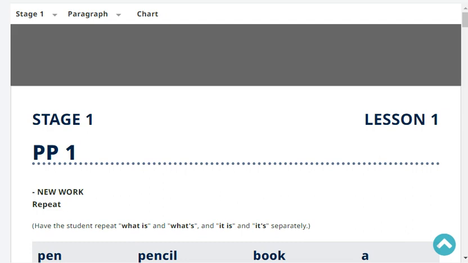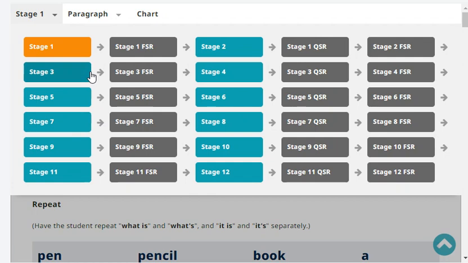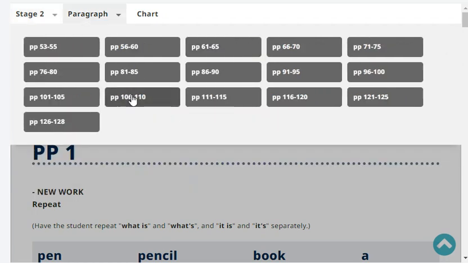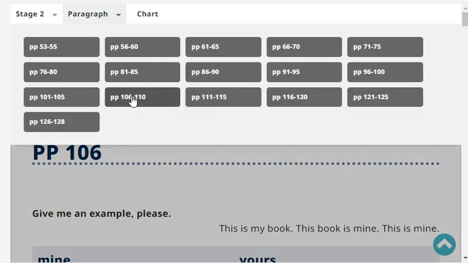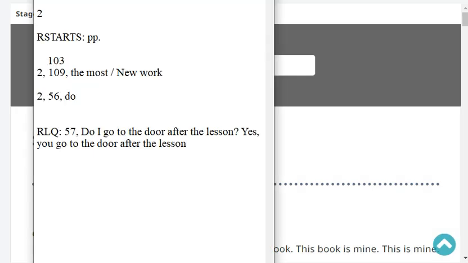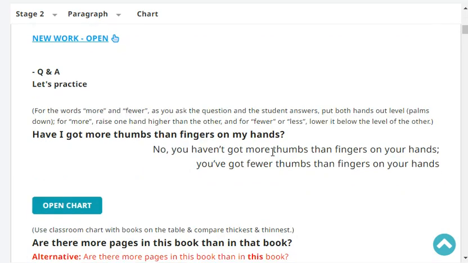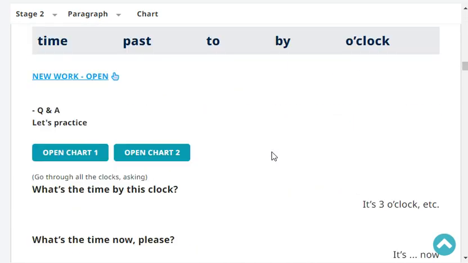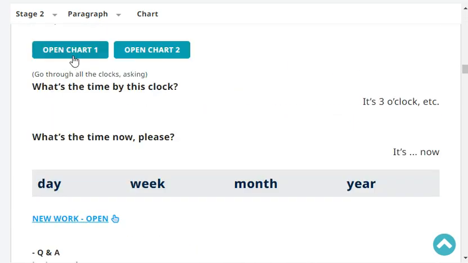Well, our progress report says we are at stage 2, paragraph page 109. Okay, and our last headword was the most newer type of lesson. Okay, so let's start with our revision. Ready? Okay, here we go.